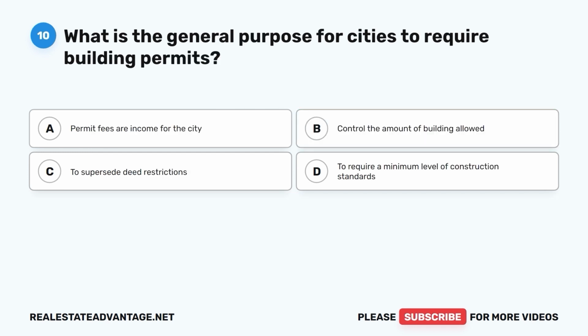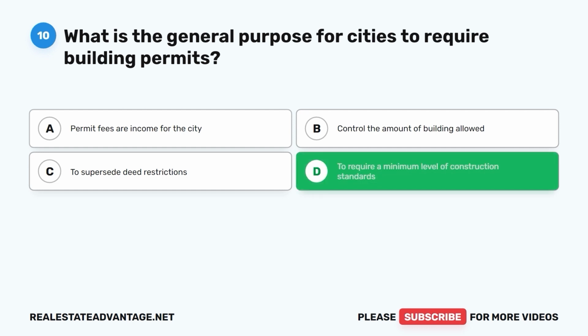Question 10. What is the general purpose for cities to require building permits? A. Permit fees are income for the city. B. Control the amount of building allowed. C. To supersede deed restrictions. D. To require a minimum level of construction standards. The correct answer is D. To require a minimum level of construction standards.